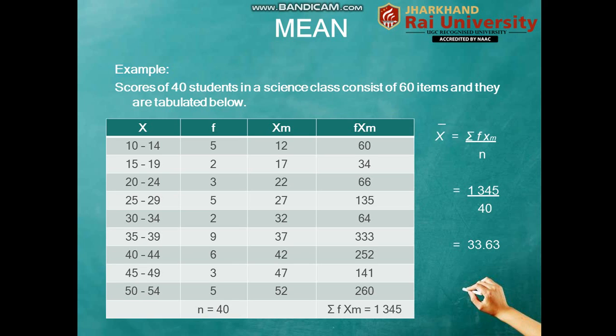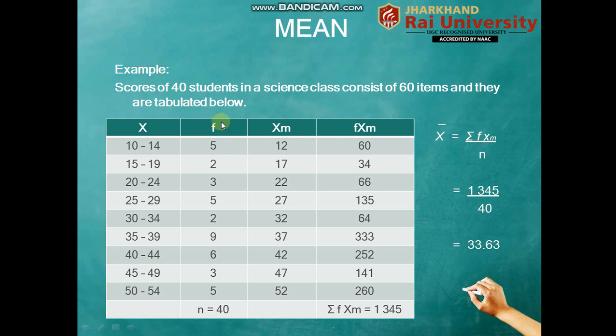So let's take this example. The scores of 40 students in a science class consisting of 60 items are tabulated below. Here X is the class distribution, F is the frequency, that is the number of times, and Xm equals the midpoint of the class. What we have to do is calculate FXm.